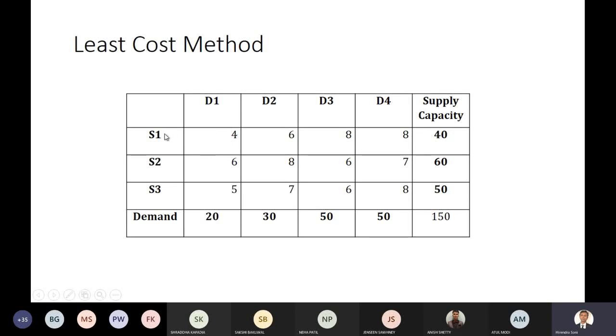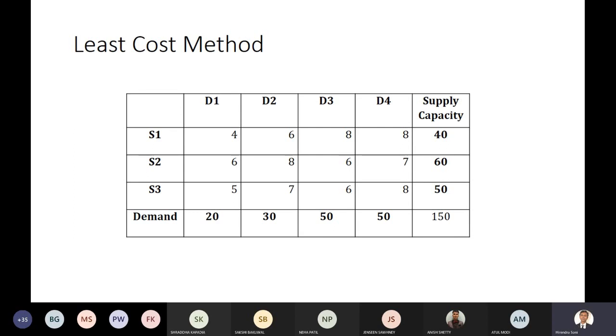So that means if I'm going to transfer even 1 ton of material from S1 to D1, it is going to cost me 4,000 rupees. Okay, it is in thousands. So you can simplify it, instead of thousands you can just write 4. And whatever final answer you get, you can multiply it by 1,000. So it would be taken care of.